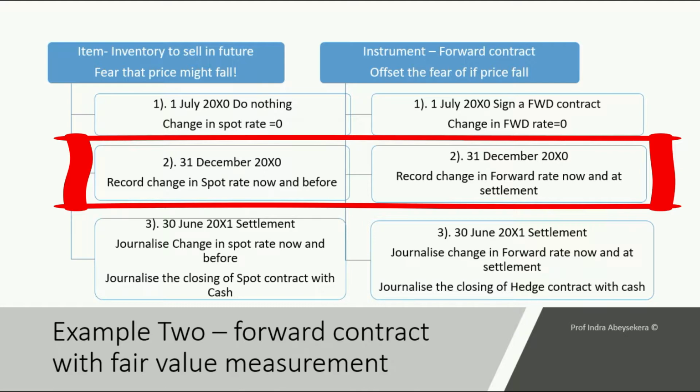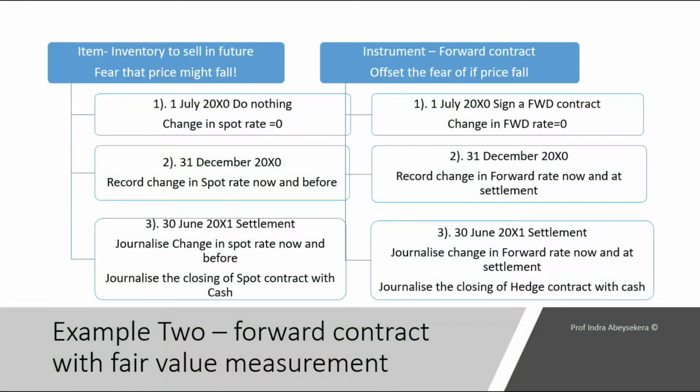On 31st December, for the hedge item, the spot rate has changed from 1st of July to 31st December. We need to change the value in relation to the spot rate in relation to inventory. So we need to record the change in value of the inventory because of the spot rate change from before to now. When it comes to the forward contract, the forward rate also has changed in relation to the settlement rate. We need to record the forward rate now and the settlement rate, and that change in value would be recorded on 31st December.